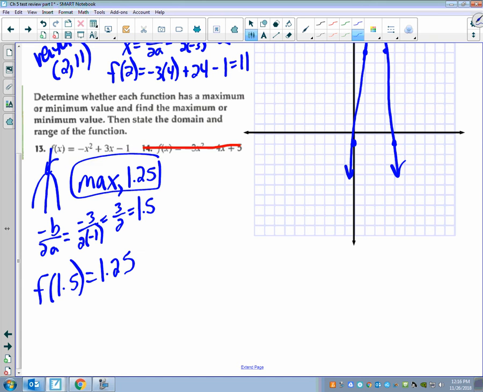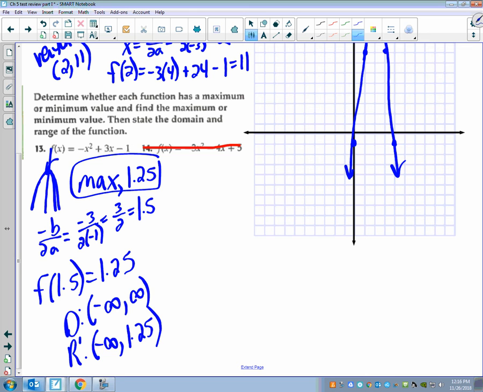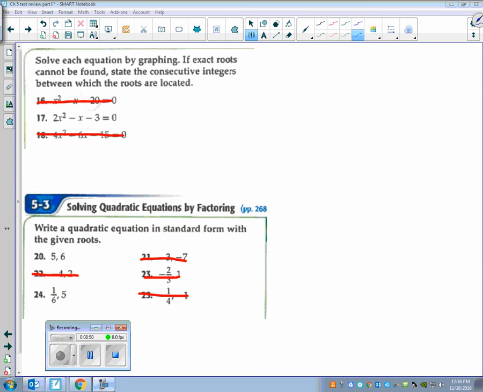And then the domain and range, remember, because this is a smooth continuous curve, the domain is all real numbers. The range stops at that max or min. So since this one's opening down, it means that the range goes down forever. So it's -infinity up to 1.25. If it opens up, it would be 1.25 to infinity. Okay? It gets faster after those first ones.